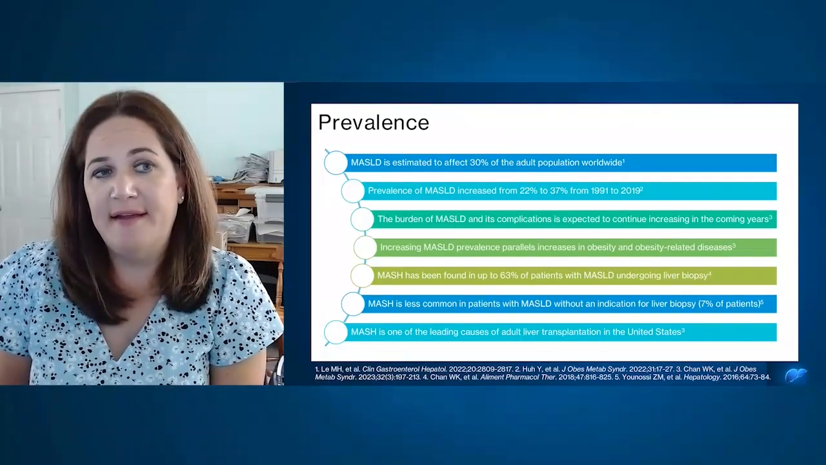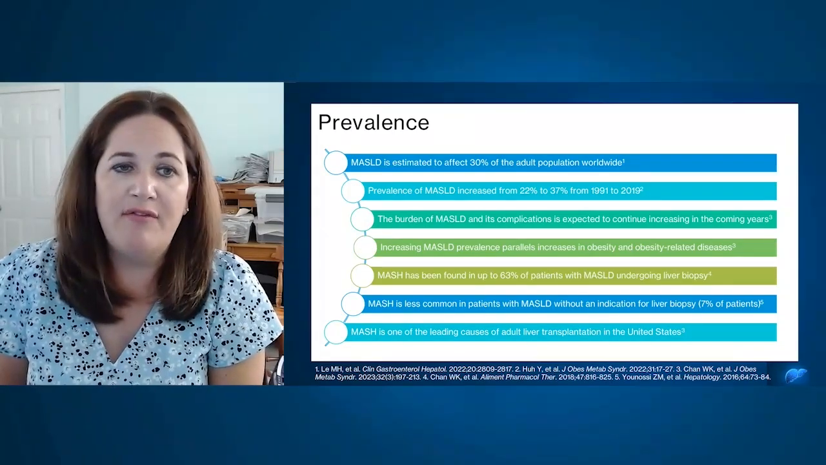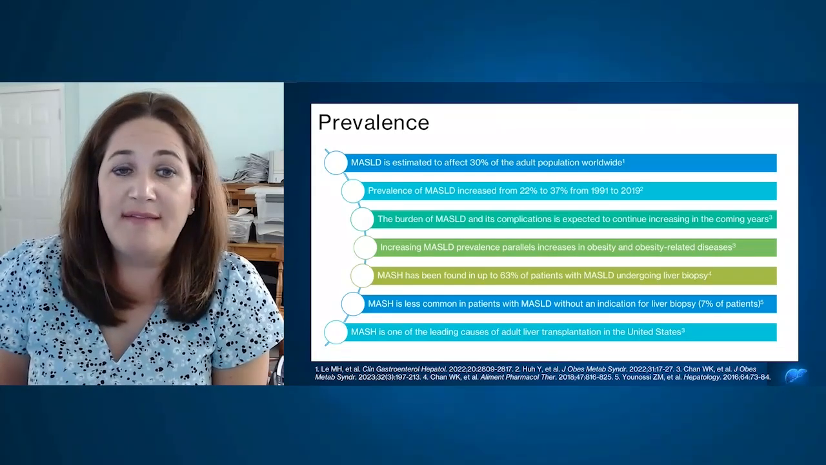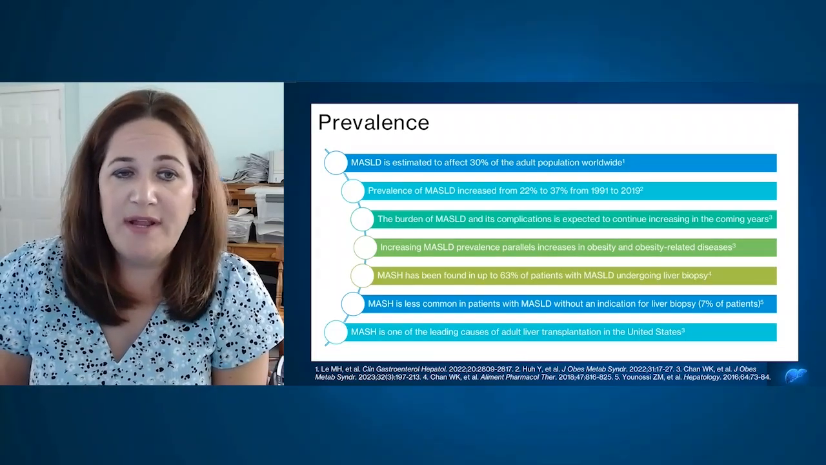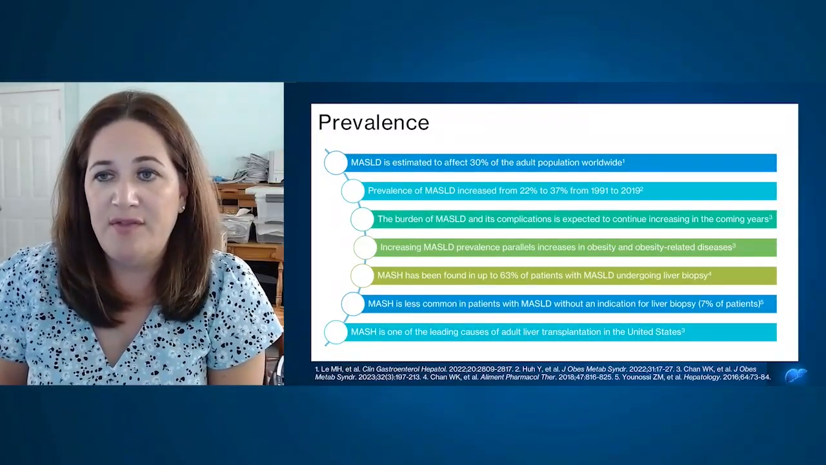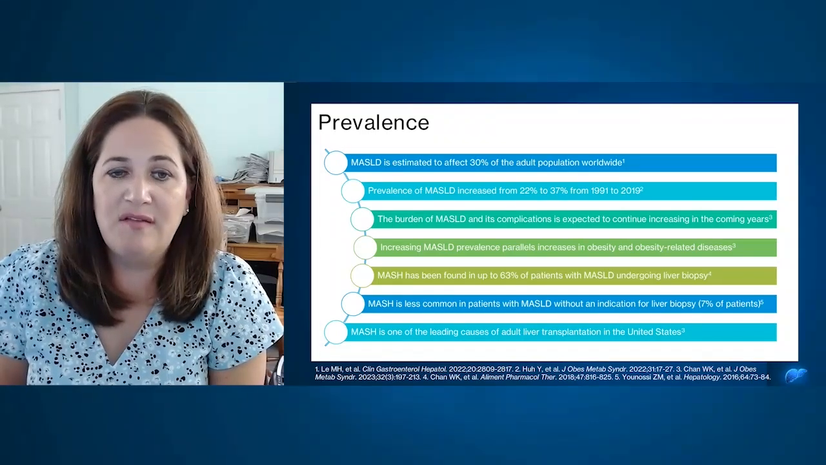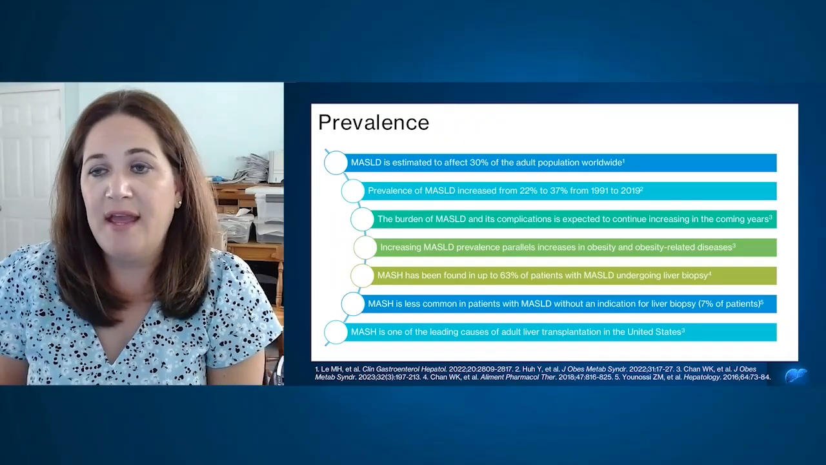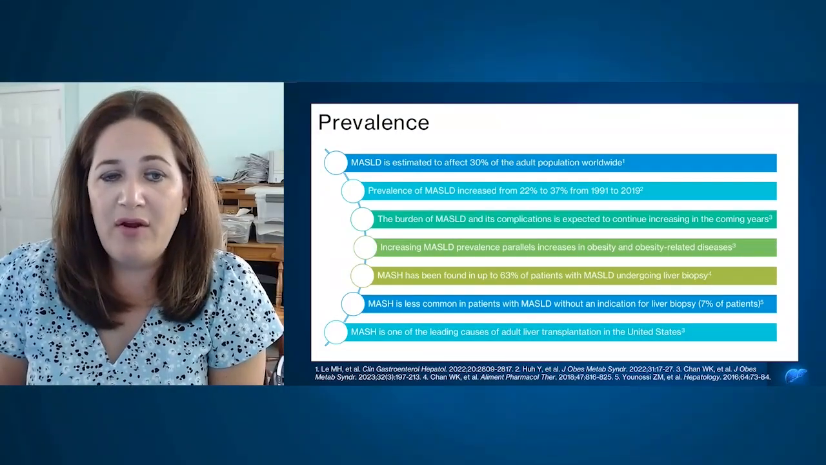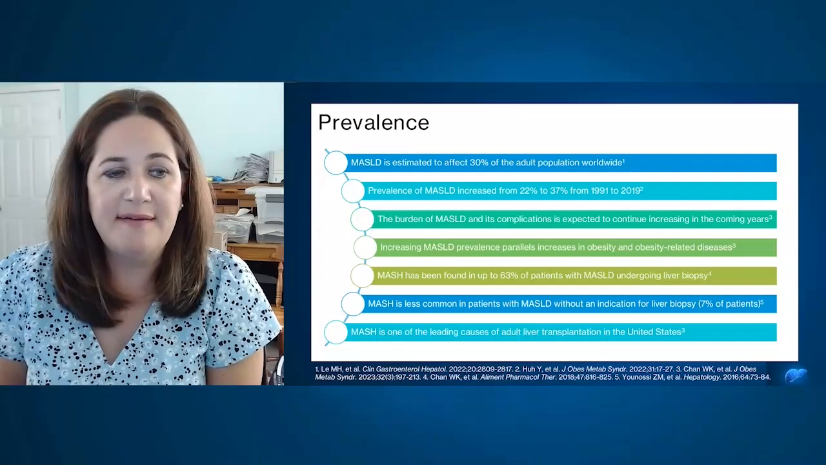How prevalent is it? Well, MASLD is estimated to affect 30% of our adult population worldwide. The prevalence of MASLD has increased from 22% to 37% just from 1991 to 2019. The burden of MASLD and its complications is expected to continue increasing in the coming years. And increasing MASLD prevalence parallels with increases in obesity and obesity-related diseases.